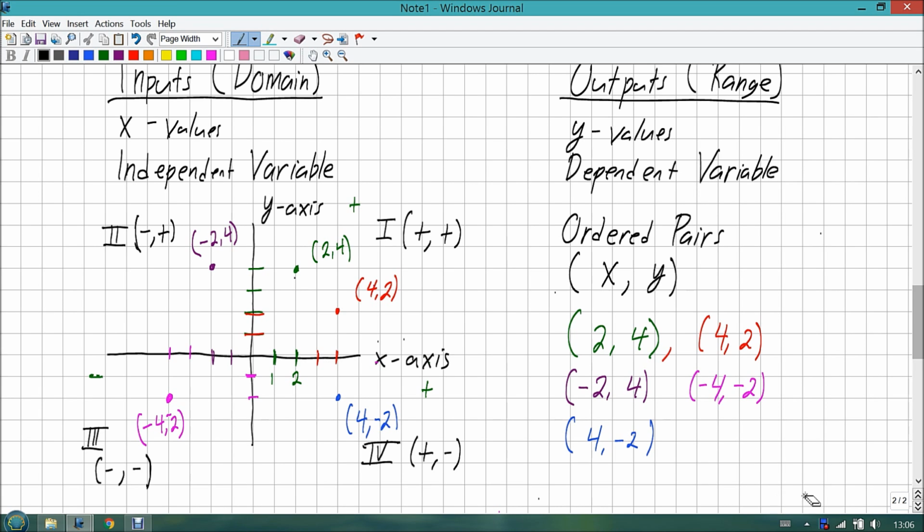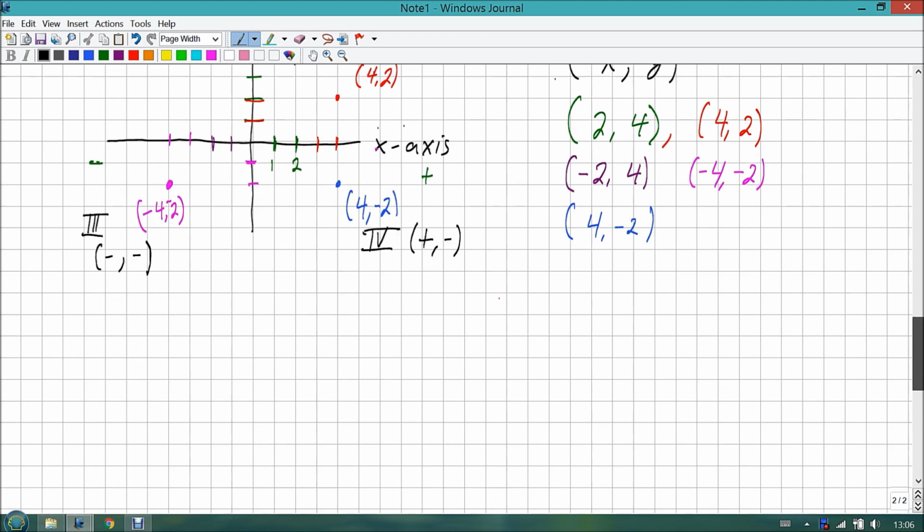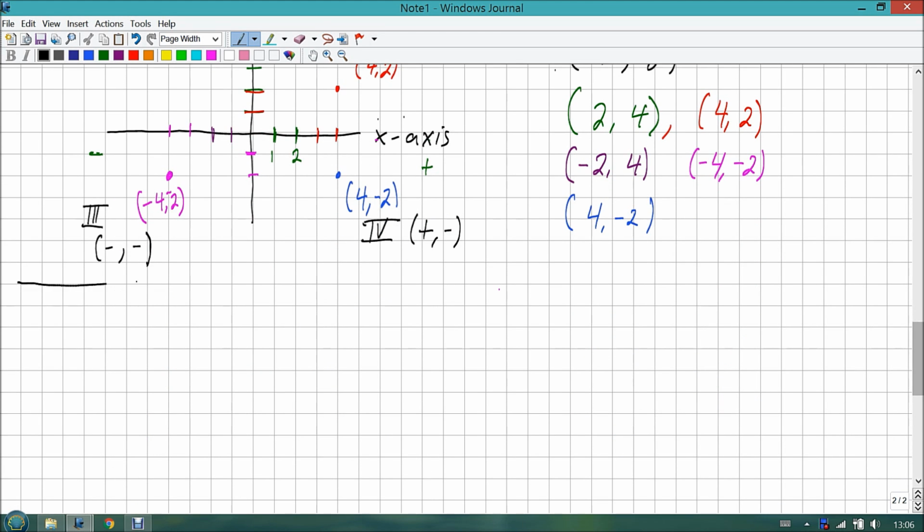And that's it for this section. We have 4 quadrants, we have 4 different pairs, we have an input, we have an output, we have a domain, we have a range, and that is that. So let's go ahead and go to your favorite part of the lesson, homework.